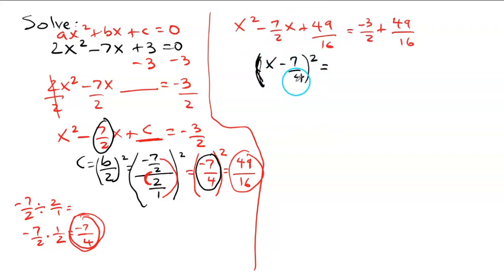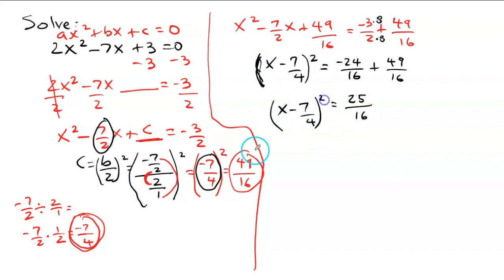Now I have to deal with this fraction, negative 3 over 2 plus 49 over 16. And they need the same denominator. How can I turn the 2 into 16? Times 8, times 8. So it's going to give me negative 3 times 8 is negative 24. 2 times 8 is 16. The other one is 49 over 16, the same thing. Now let's add these two. I got negative 24 plus 49, or 49 minus 24, which is 25, and I keep the same denominator. Let me break this one down. x minus 7 over 4 to the second power.